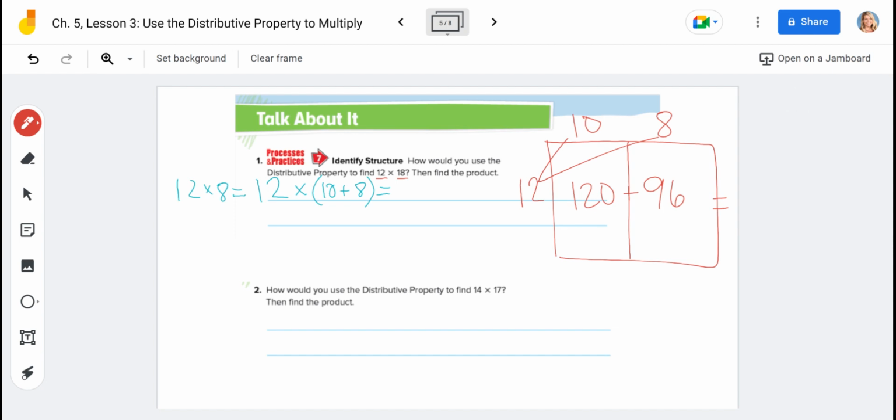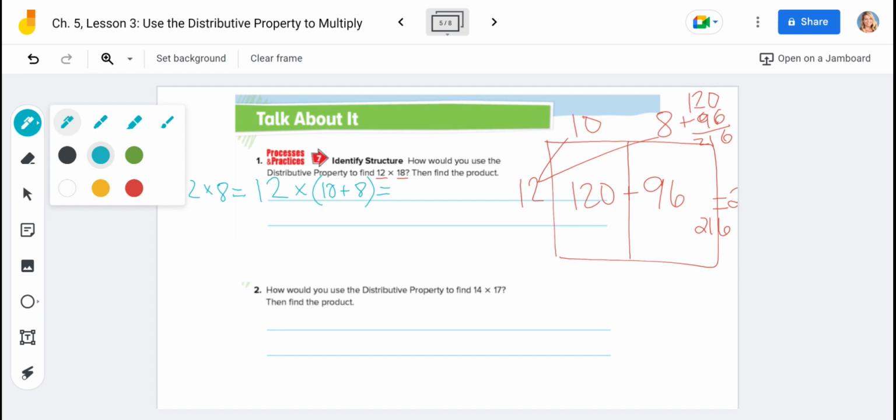We'll stack and add. Whoops, I can't write off the board. So it's 216. Now, let me go back over here and finish my distributive property. Now, ideally, I would be able to go across the page and maybe I'll do a better job with the next one. But what we would do is we would carry on right here. Let me see if I can squeeze it in.